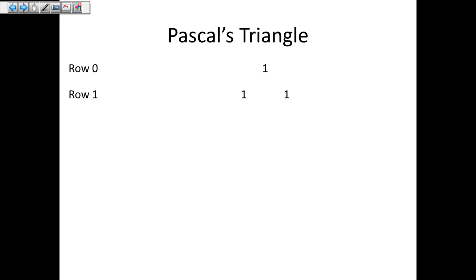It always starts with row 0 is just a single old 1 right here. Row 1 is two ones next to each other. Now we're going to use these numbers to create row 2, and then row 3, and then row 4. So let's look at how to create these rows. Every single row begins and ends with a 1. Okay, row 2 begins and ends with a 1.